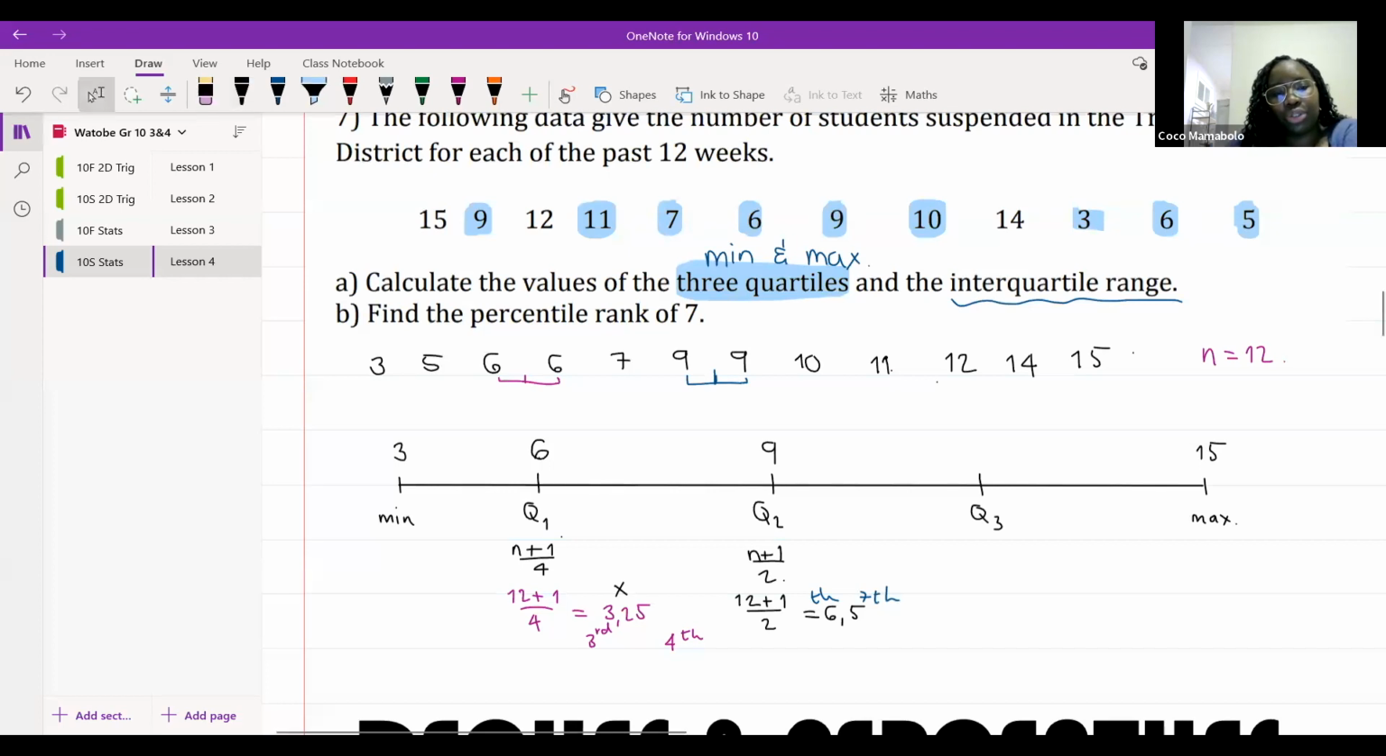Somebody saying, ma'am, why don't you use a scale? Lesedi, I'm not sure what kind of scale you're talking about. So if you can elaborate for me, that would be wonderful.